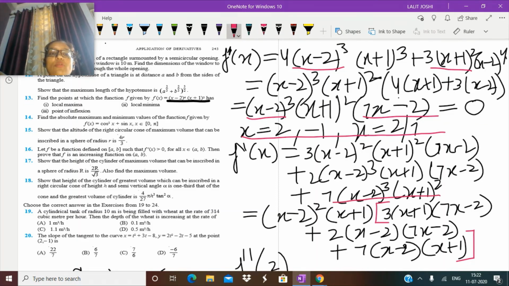Now out of this whole lot, I'll just take (x minus 2) whole square common and (x plus 1) common, right? So we will have (x minus 2) whole square and (x plus 1) common. So what will be left, I have written it within bracket. Now we will not solve it further, right? What we will do is, we will simply put the value and see the sign of the second derivative.